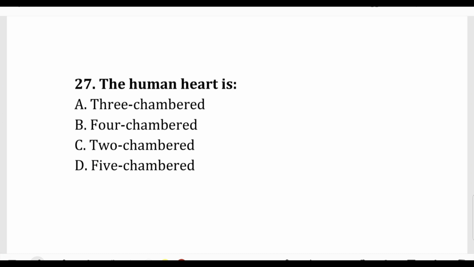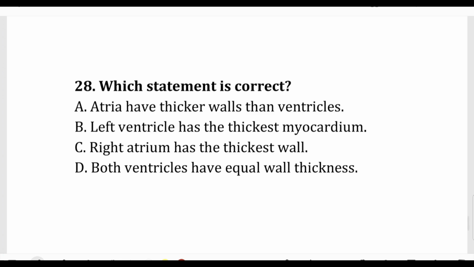Question number 27. The human heart is A. 3-chambered, B. 4-chambered, C. 2-chambered, D. 5-chambered. The answer is 4-chambered: 2 auricles, 2 ventricles.